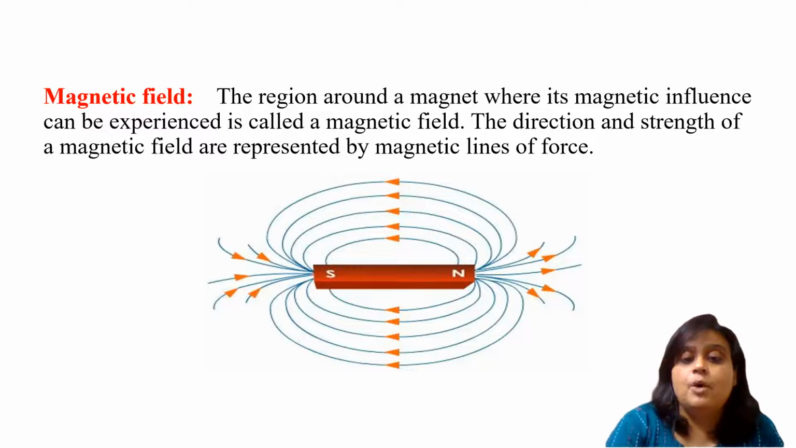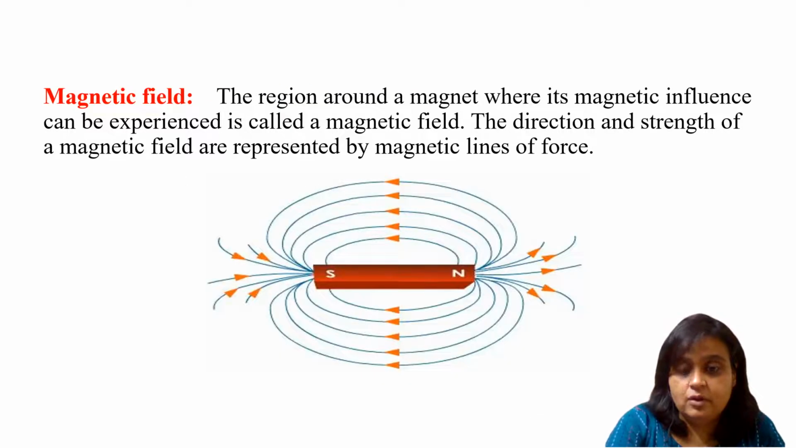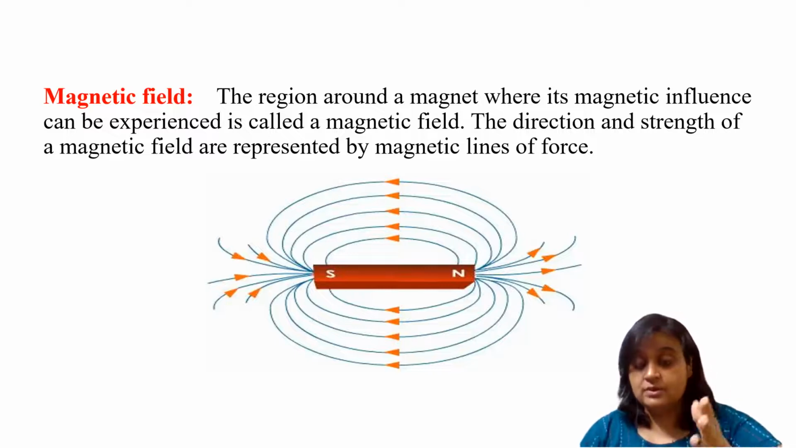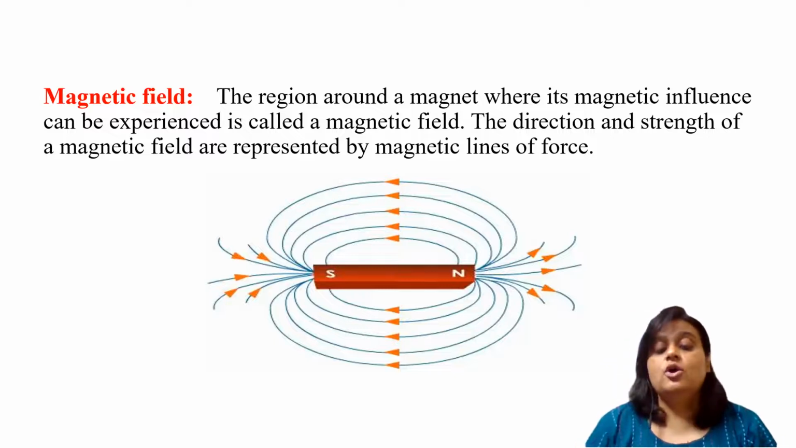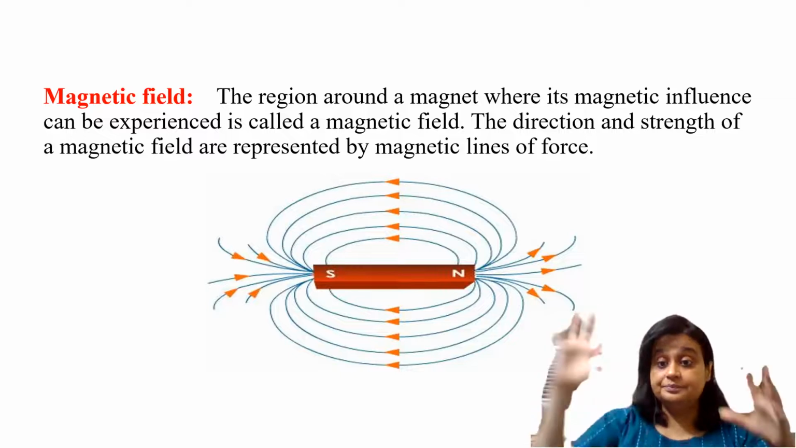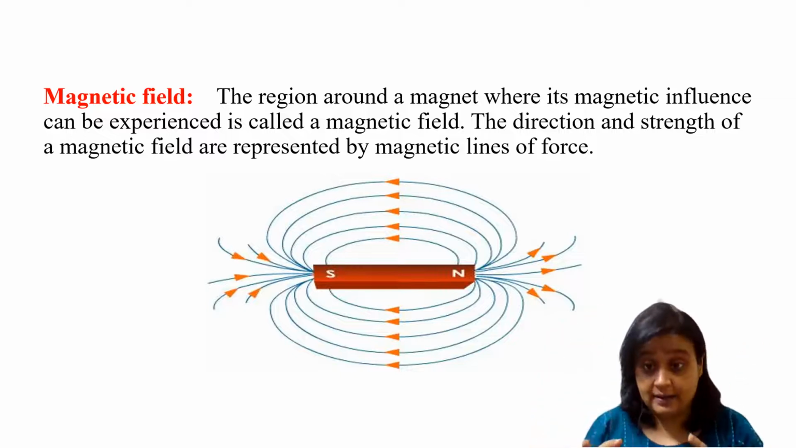So there are some properties also for these magnetic field lines that I will tell you. Like you can see near the poles, the lines are more crowded as compared to the lines which you can see away from the poles, right? So this is what you can observe here. जहाँ पे जितना crowded आपका lines होता है, उतना ज़्यादा strong magnetic field आता है.